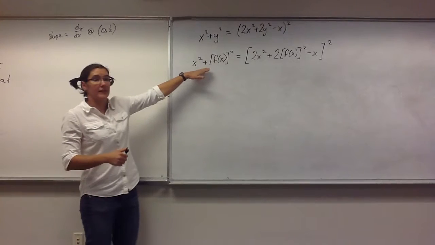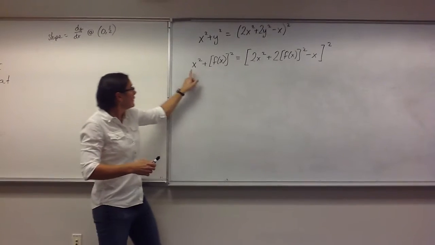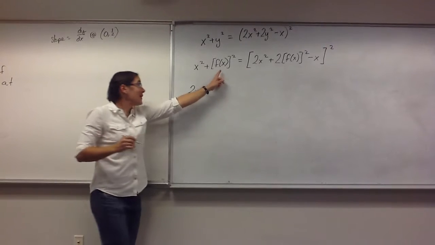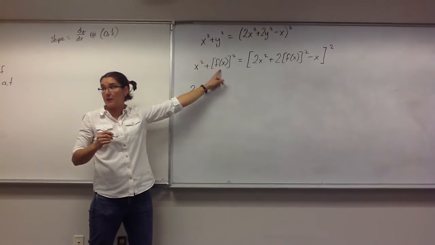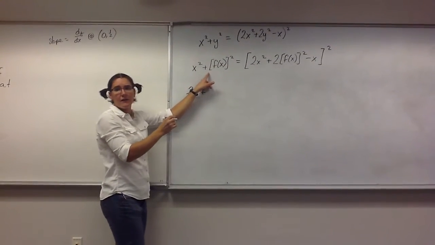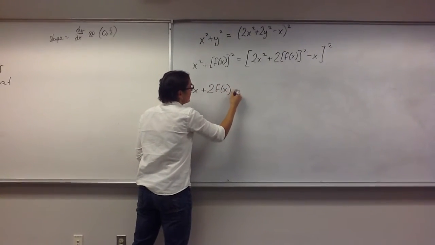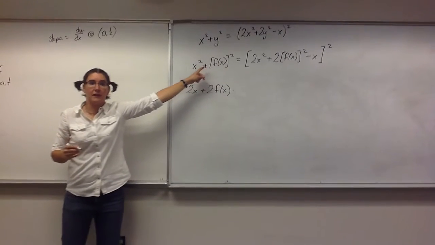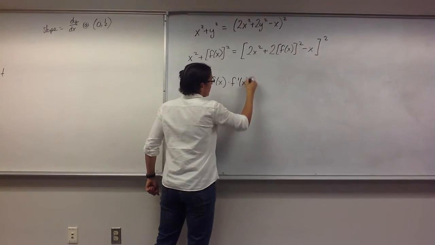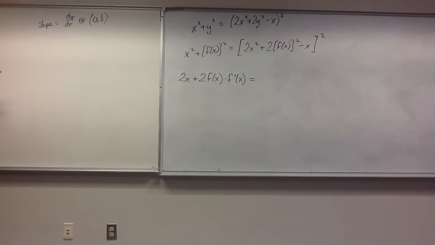Now, differentiating on this left side, I'm going to take my derivative with respect to x all the way across. So my derivative of x squared is just 2x. But now when I take the derivative of f of x squared, I'm going to have to use the chain rule on this. So the chain rule says take the derivative of the outside, keeping the inside the same. So we have 2 times f of x times the derivative of the inside. Now my inside is f of x, so its derivative is f prime of x. So this is what my left side looks like. Are there any questions on taking the derivative on the left side?